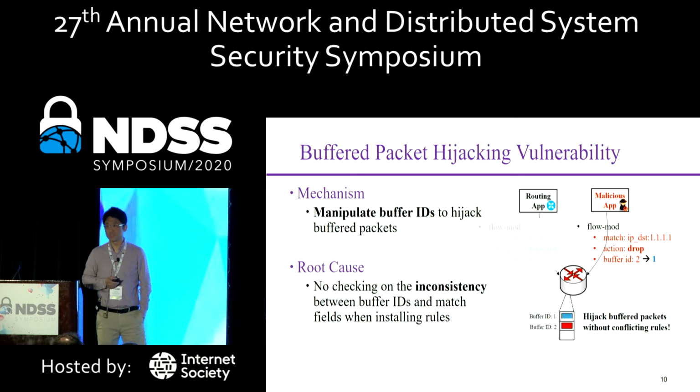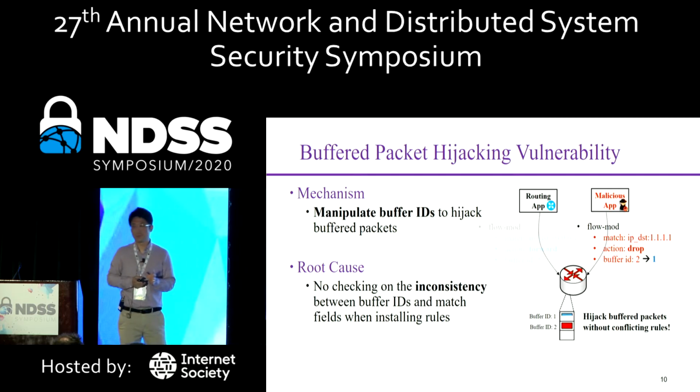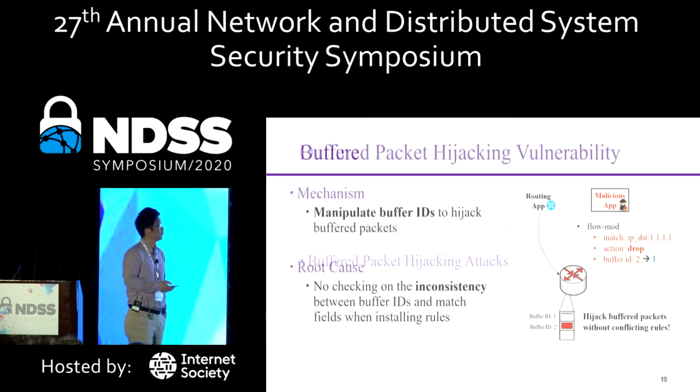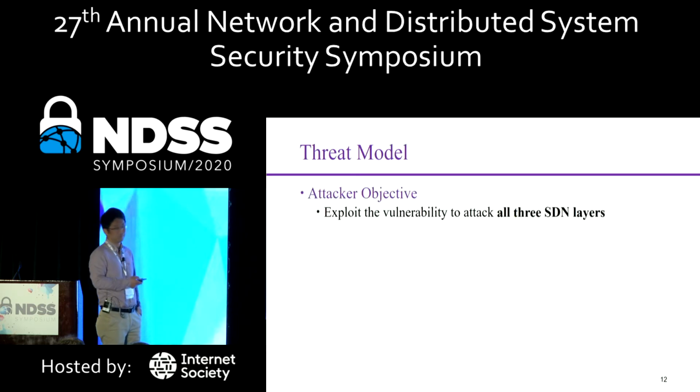So the root reason of this vulnerability is there's no checking or consistent checking between this buffer ID and the match field. In other words, when this switch receives this packet flow model, it will only rely on the buffer ID to release this buffered packet. So based on this, we developed 4 attacks.